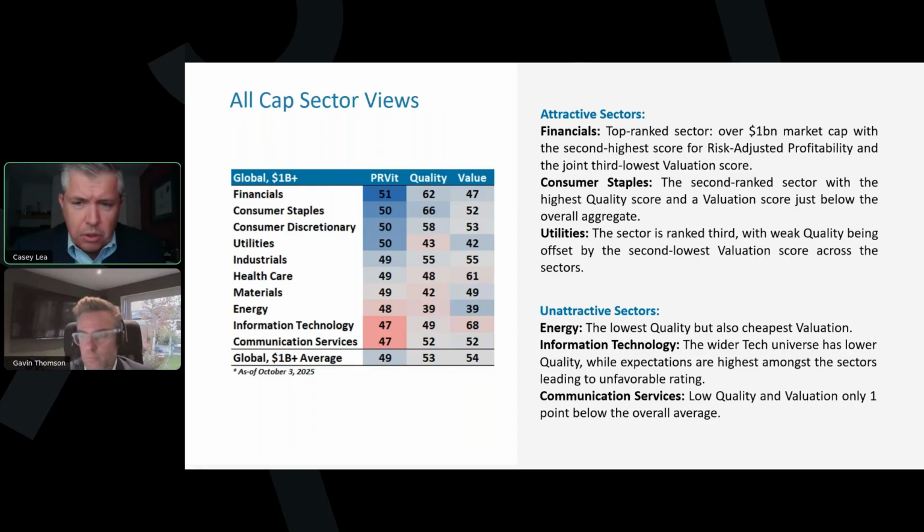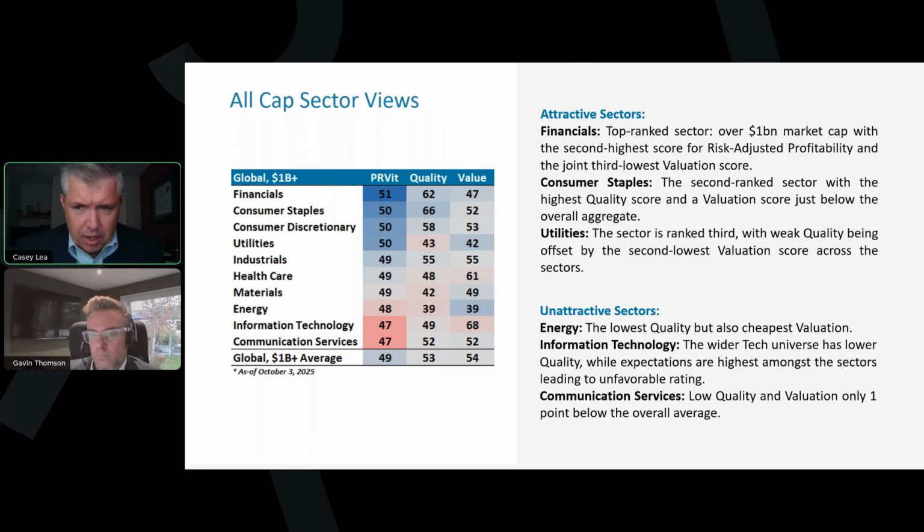Consumer staples is the next most attractive sector with the highest quality score and a valuation score just below the overall aggregate. So that's 52 versus the 54 for the universe. Finally, the utility sector is ranked third, with weak quality being offset by the second lowest valuation scores across the sectors.